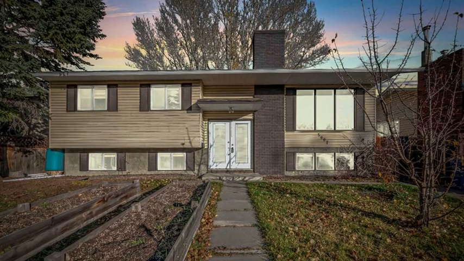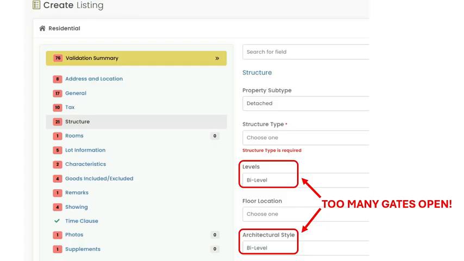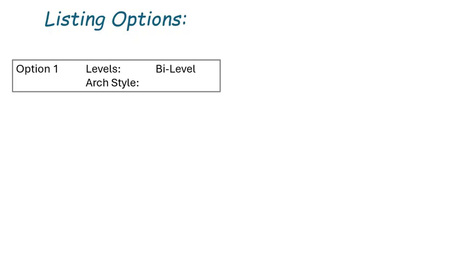Let's just say we're going to list a house and it's a bi-level. In order to define it as a bi-level, I've got 2 options to do that. I should only have 1, but there's 2 here. Too many gates are open. That gives us too many options for how to list it. So there are in fact 3 different ways we can list it. We can use under the levels field bi-level, and architectural style is also bi-level. Currently in the last year there have been 765 bi-levels listed that way.